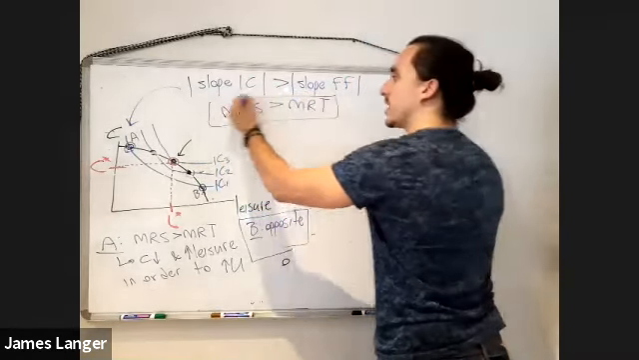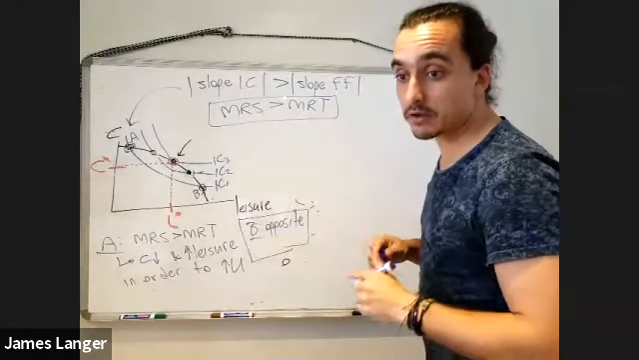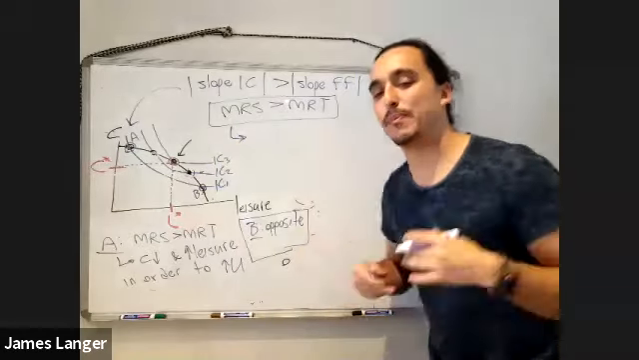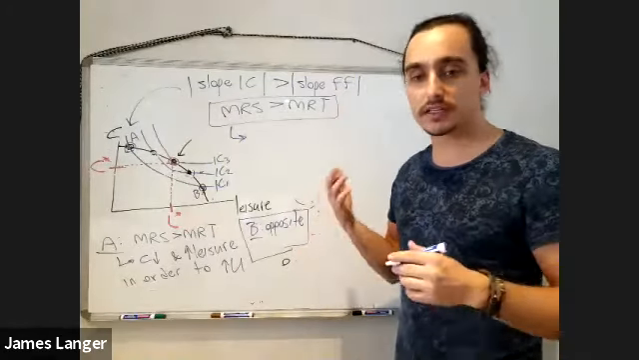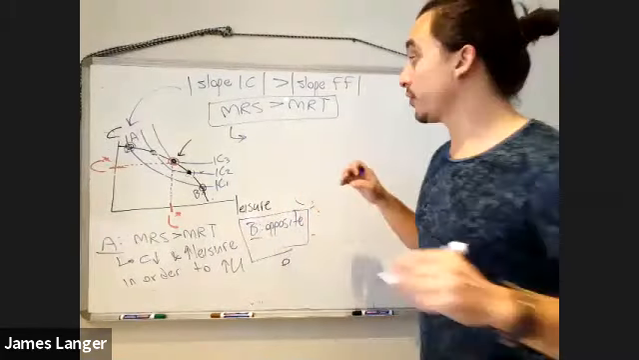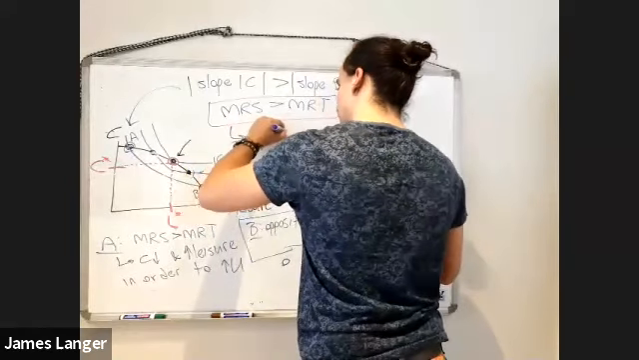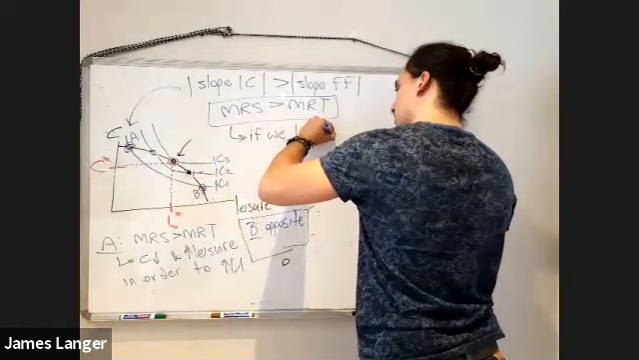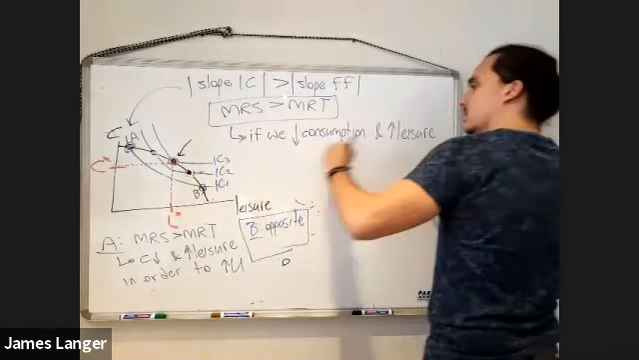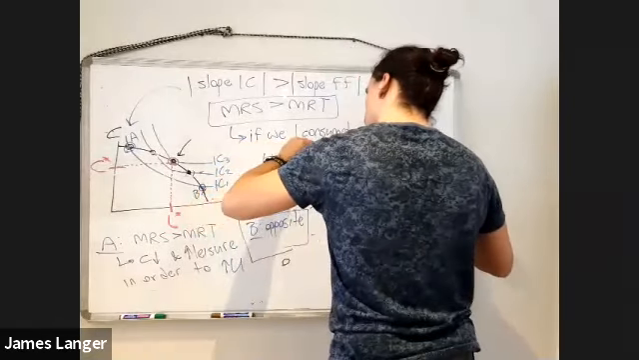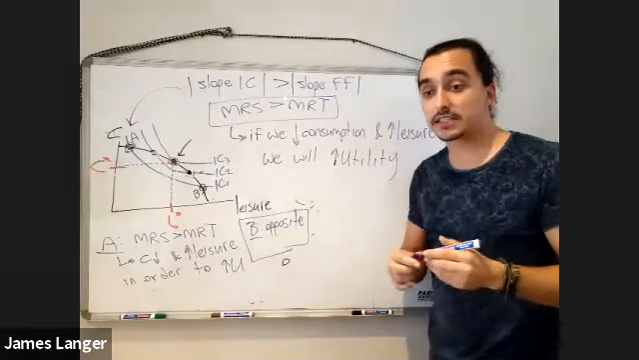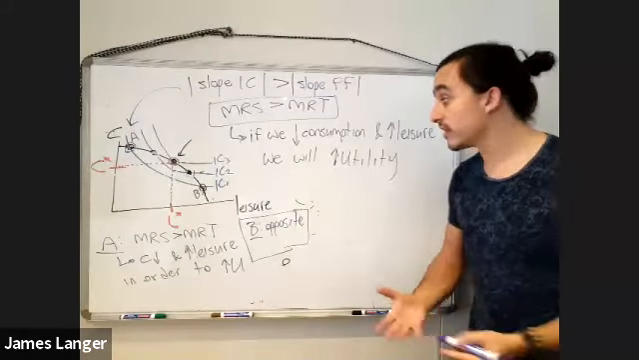And if we've got a situation like this, I'm answering now the question about, is it bad? Well, it's not bad. It is bad. In a way, it is bad. If the MRS is greater than the MRT, what this means is that if we decrease consumption and increase leisure, we will increase utility.